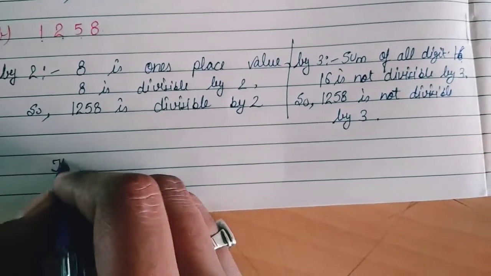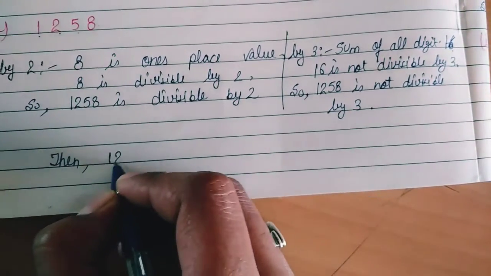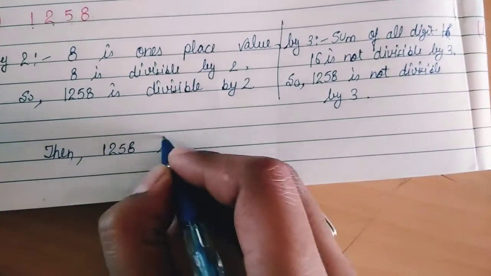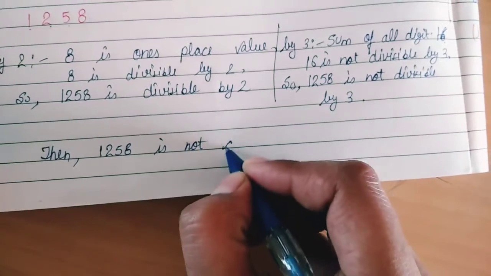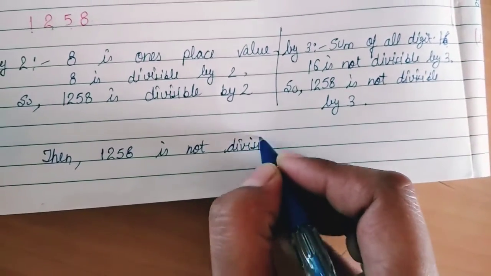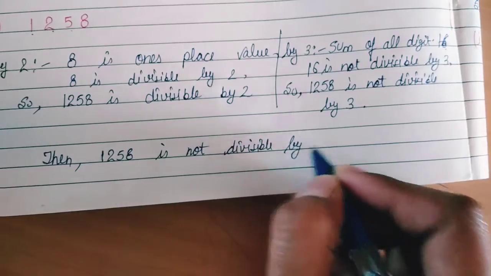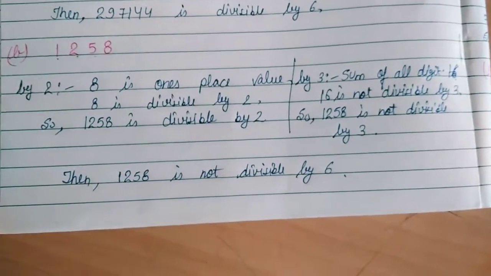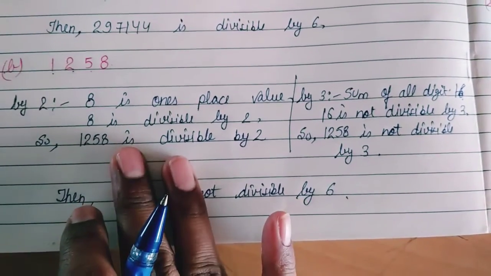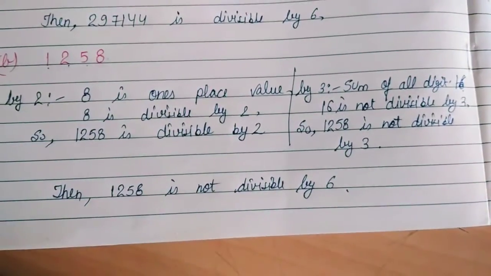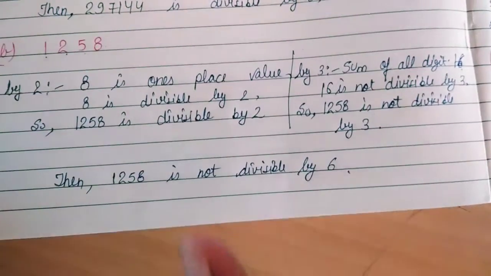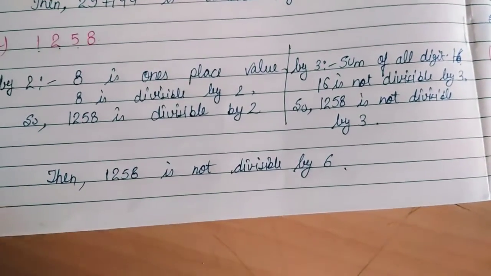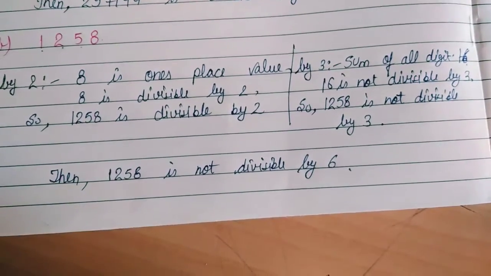For 2 it is satisfied, but for 3 it is not satisfied. So we have to write here that 1258 is not divisible by 6. This one is the second one. For the first it is satisfied, for the second it is not satisfied. But we need both to be satisfied. So here 1258 is not divisible by 6.